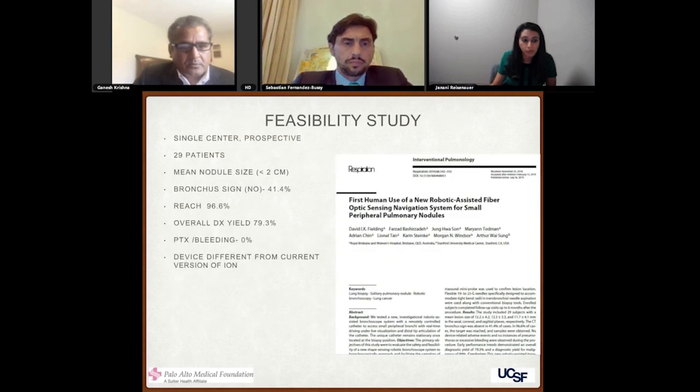So we jump into the data. We talk about the feasibility study. This was a prospective study of 29 patients with a mean nodule size less than 2 centimeters. About 40% of the patients did not have a bronchus sign, and they were able to reach about 97% of the patients and reported a diagnostic yield of 79%. The device used by Dr. Fielding and colleagues was a little bit different from the current system, both in terms of software as well as airway reconstruction algorithm.